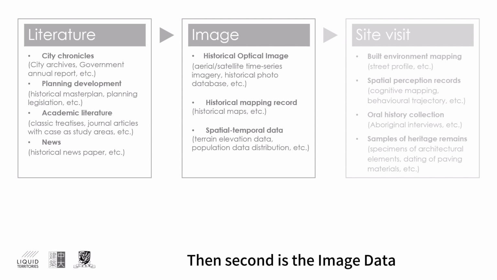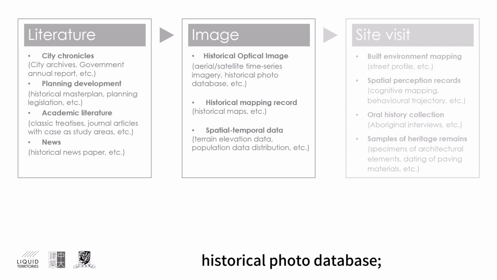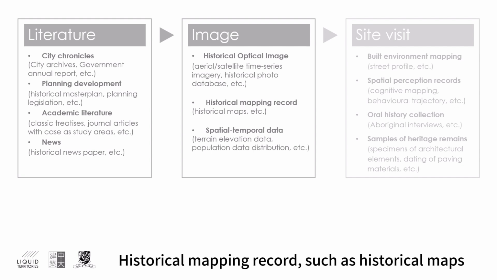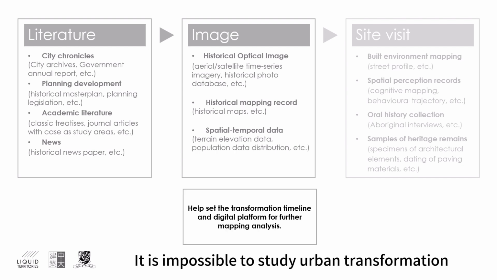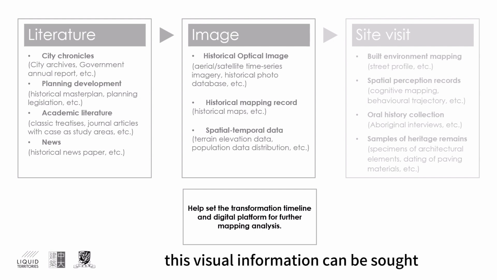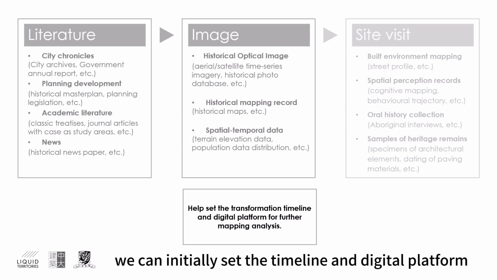Then second is the image data, which includes historical optical image, such as aerial satellite time series imagery, historical photo database, historical mapping record, such as historical maps, spatial temporal data, terrain elevation data, population data distribution, etc. It is impossible to study urban transformation without images data. This visual information can be sought accordingly to the topic and study area. According to the image collection and general review, we can initially set the timeline and digital platform for further mapping analysis.